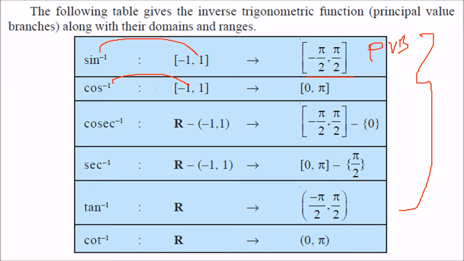For cosec inverse and sec inverse, the domain will be all the real numbers except between minus 1 and 1, the same for both. And the range will be minus pi by 2 to pi by 2 except 0 for cosec inverse, and 0 to pi except pi by 2 for sec inverse. For tan inverse, the domain can be any real number, but the range could be only minus pi by 2 to pi by 2, and for cot inverse, 0 to pi.